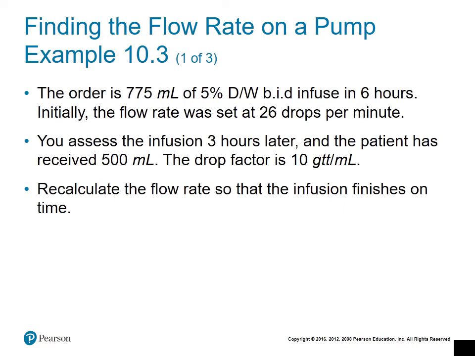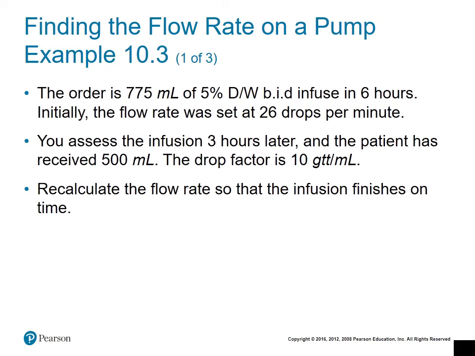Next example. The order is 775 milliliters of 5% dextrose, twice a day, infused in 6 hours. Initially, the flow rate was set to 26 drops per minute. Okay, so this first bullet point, that's the original order. The patient needed to be infused with 775 milliliters over 6 hours, and then the flow rate was 26 drops per minute. Then, you come in 3 hours later, and you assess the situation and you realize that the patient has received 500 milliliters and the drop factor is 10 drops per minute. Okay, so you want to now recalculate the flow so that the infusion will finish on time.